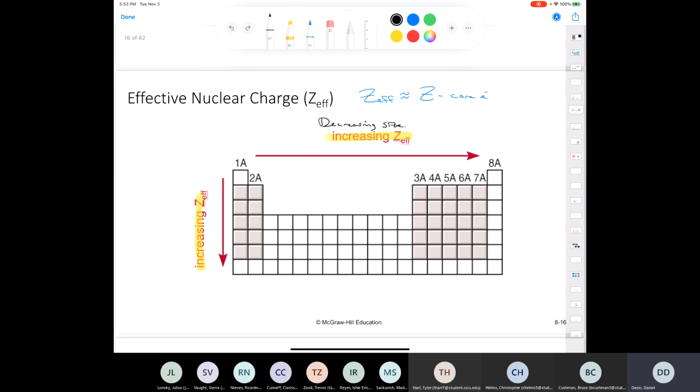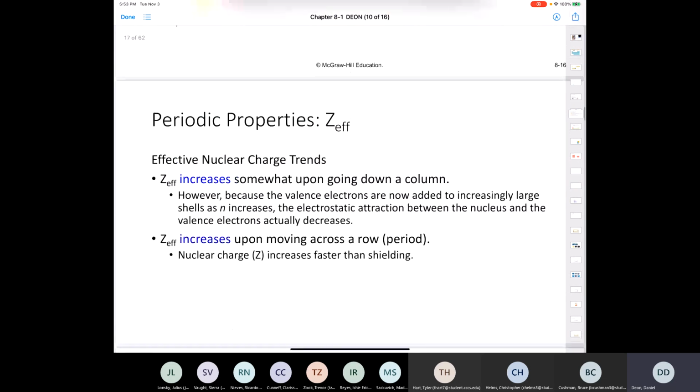When we go down a group, even though effective nuclear charge is increasing, we see that we get increasing size. And the reason why is because effective nuclear charge is not the dominating effect. It's the fact that the principal quantum number is increasing as you go from 1 to 2 to 3 to 4, and you're adding electrons to a bigger valence shell. And so that's why when you go down a group, the size of an atom increases.